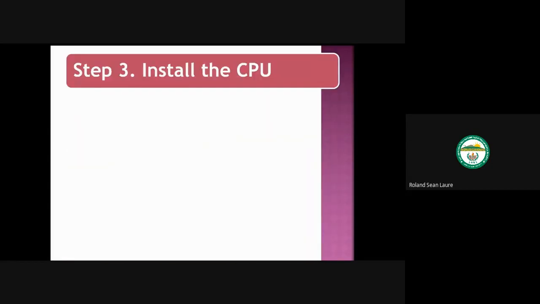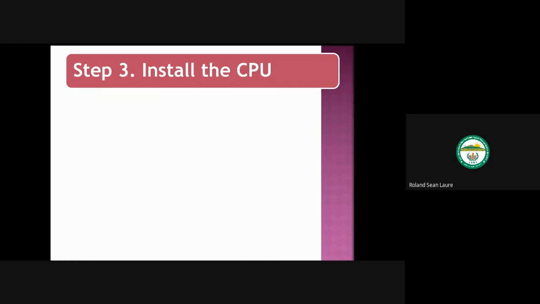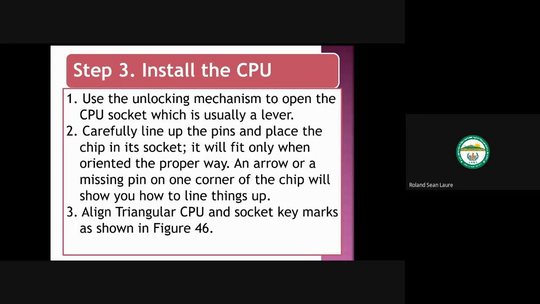Next, install the CPU. Align the CPU with the marking on the socket. Use the unlocking mechanism to open the CPU socket. Carefully line up the pins. You can easily tell if it is not right, if the pins are not aligned.